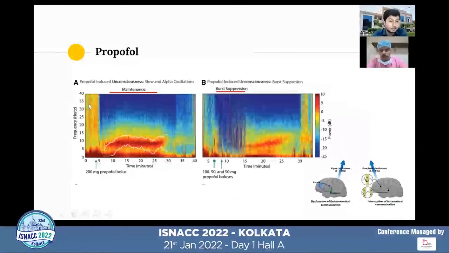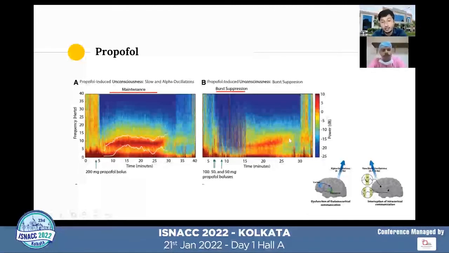So this is when the patient is awake, and with a 200 milligram propofol bolus, the higher frequencies have come down. We can see only delta oscillations. And when propofol is used for maintenance, we can see predominantly alpha oscillations and delta oscillations. So when propofol is used for maintenance, the signature is alpha oscillations and delta oscillations.